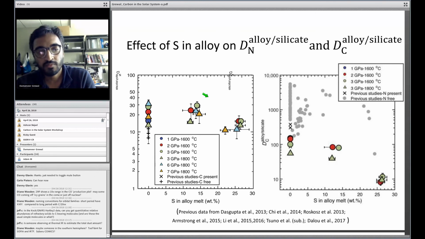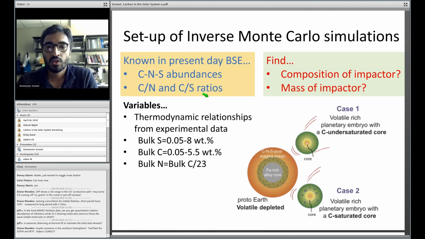However, when the sulfur content in the alloy keeps on increasing, when it becomes approximately 25%, the partition coefficient of carbon drops by two orders of magnitude, which means that carbon becomes less siderophile by two orders of magnitude if a body had a sulfur-rich core.